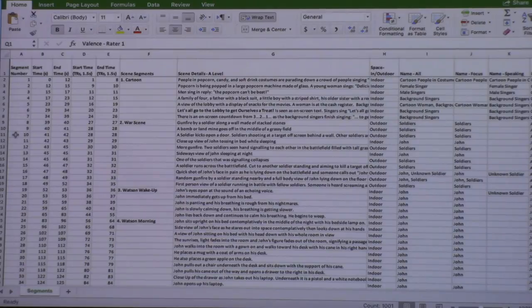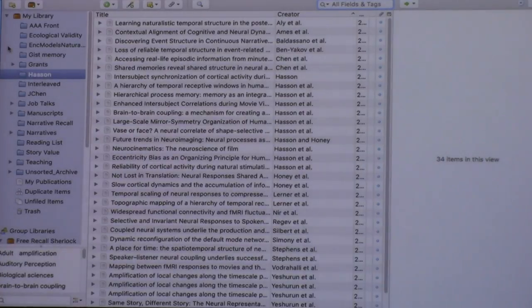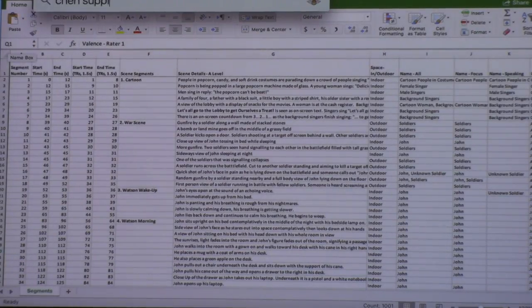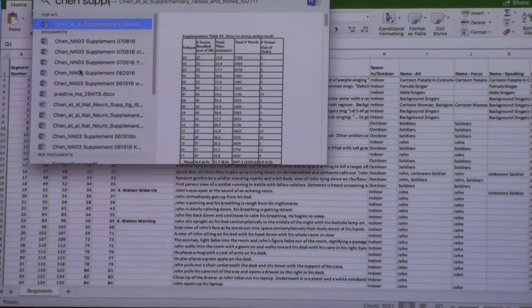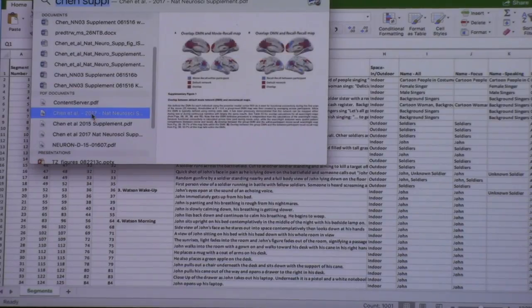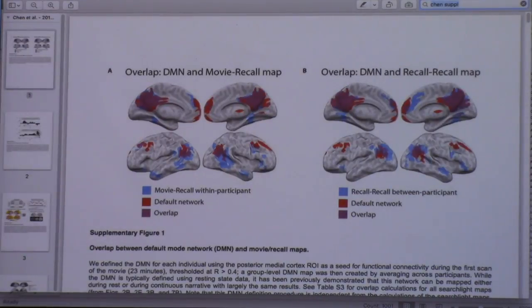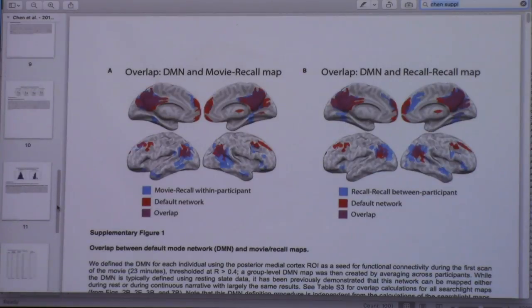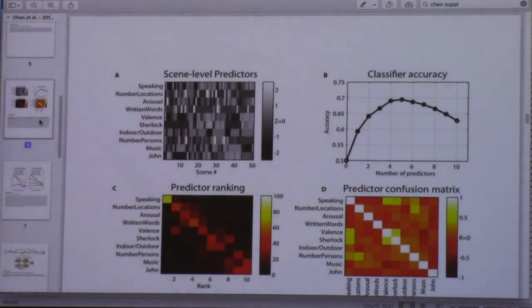When you showed that figure of classification accuracy for time segments with the number of features, do you remember which combination of features led to the peak performance? Yes. Let me show you the supplement here. Okay, so this is what you're talking about, right?